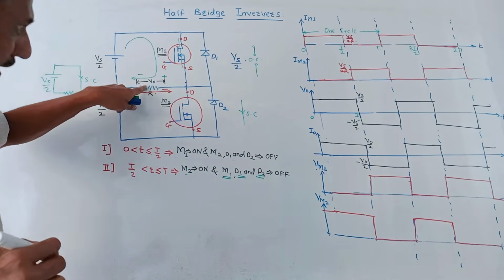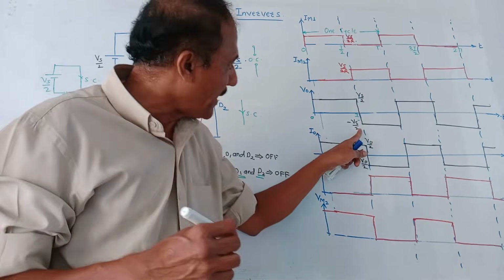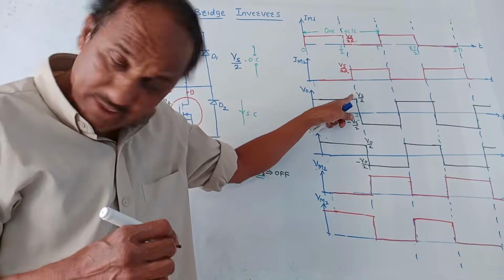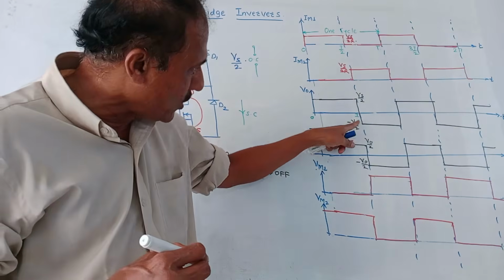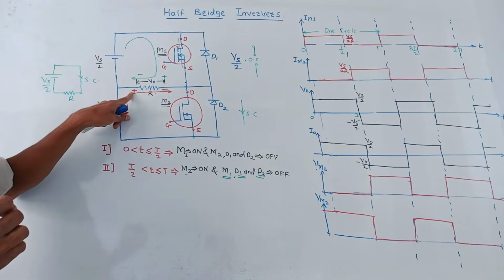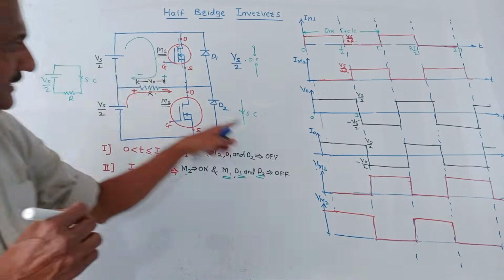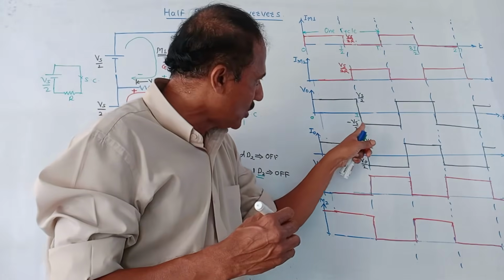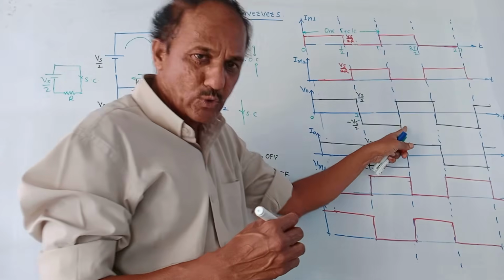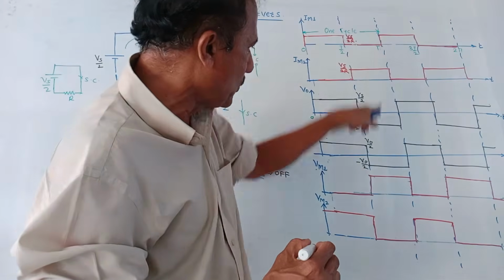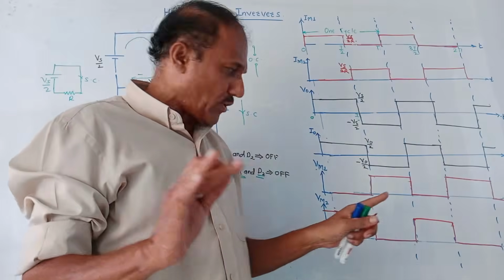So output voltage V0 is minus Vs by 2. Earlier, in the previous interval, it was plus Vs by 2. Now look at the polarities. Polarities become opposite as compared to the previous case. So this is minus Vs by 2. So you are getting the voltage minus Vs by 2 during the interval T by 2 to T. So this is the corresponding waveform.